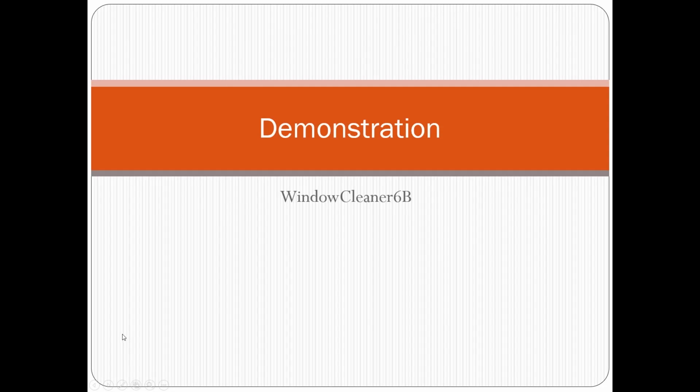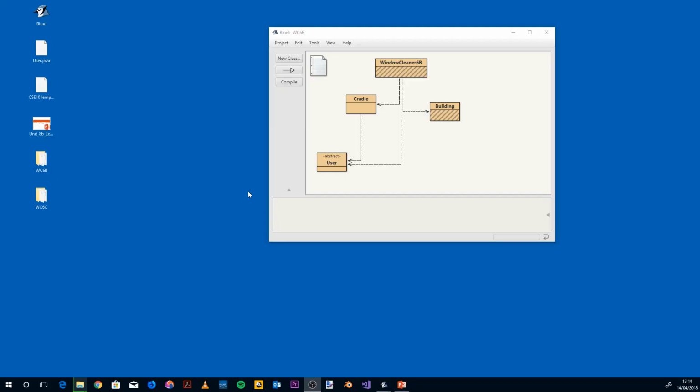And we'll have a look at that in this example that I'm going to show you now. Okay, so I've downloaded the Window Cleaner 6B project from the VLE, and I've opened it up in BlueJ. The first thing you're going to notice is that things are a little bit different, because while we've got the actual class for the window cleaner and user, which we've used for quite a long time now, we've actually got classes for the cradle and classes for the building.